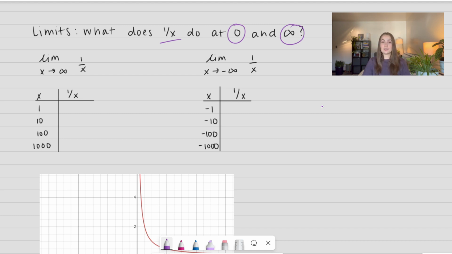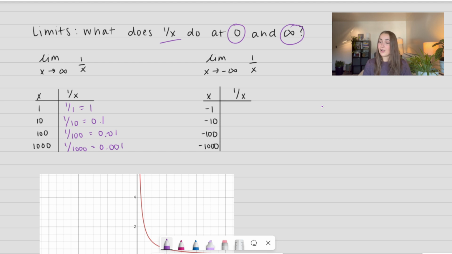First, we're going to use the table method. I'm going to plug in values and see what they equal. If I plug in 1, I get 1 over 1, which is just equal to 1. Plug in 10, I get 1 over 10, which is equal to 0.1. I'm writing it as a decimal so I can see what it looks like. 1 over 100 is equal to 0.01, and then 1 over 1,000 is equal to 0.001. If I were to take an educated guess, I'm assuming this is going to 0 because it's getting pretty tiny.